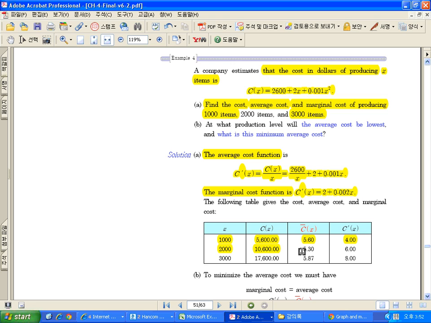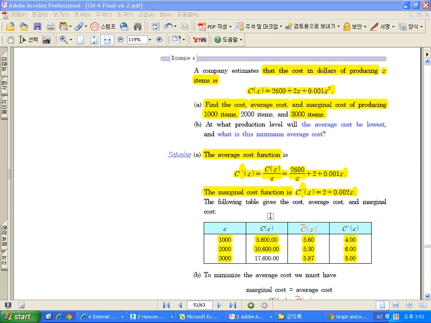then the average cost is $5.30, but the marginal cost is increasing to $6. It's above the average. If you make 3,000, then the average cost is only $5.87, but the marginal cost is $8. What does this say?